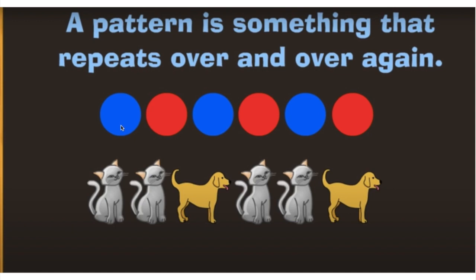A pattern in this image is blue, red, blue, red. So blue and red are in alternate places. Next, if you see this cat and dog image, it shows 2 cats, 1 dog, 2 cats, 1 dog. So in every third place, a dog has been placed. So there is a pattern for each and every number we see in our life.